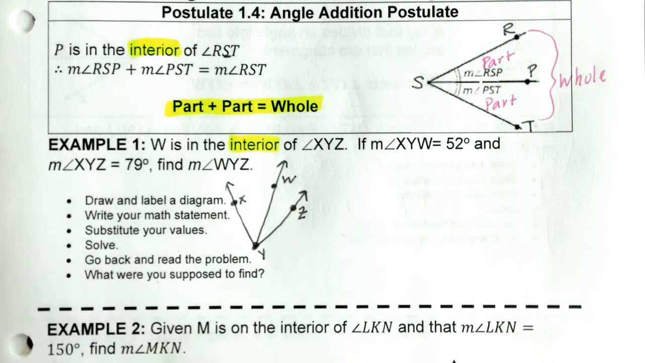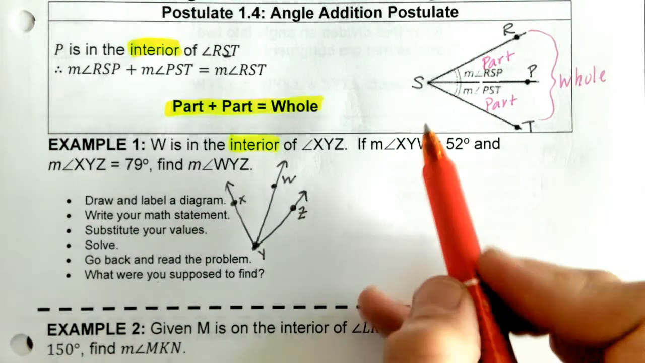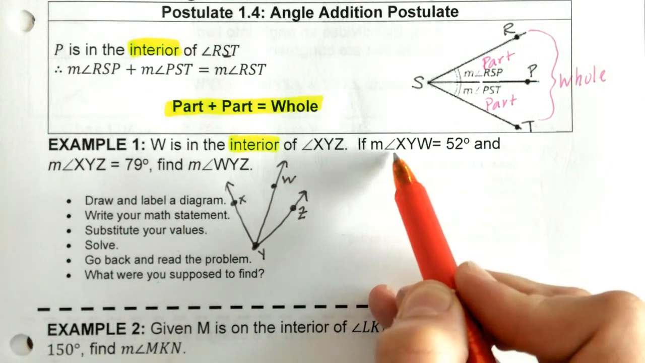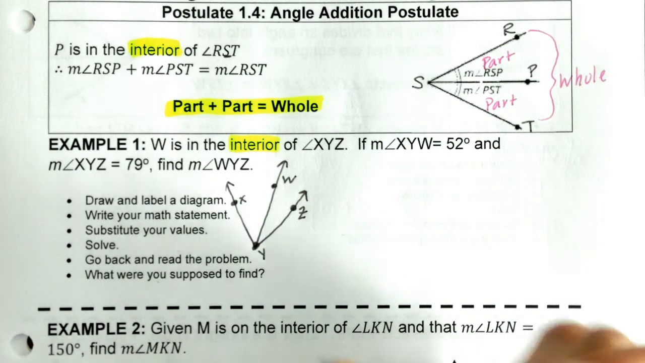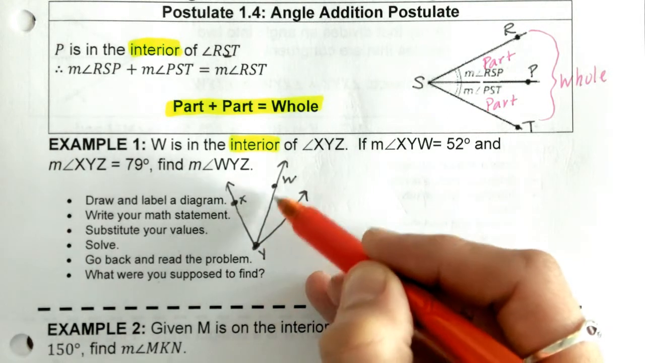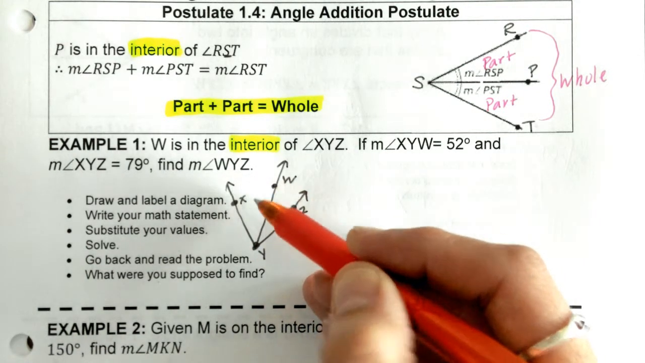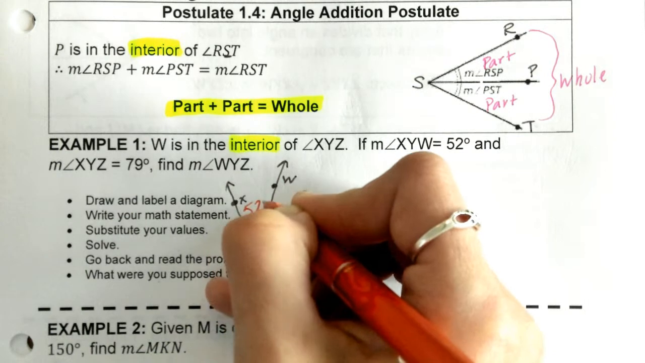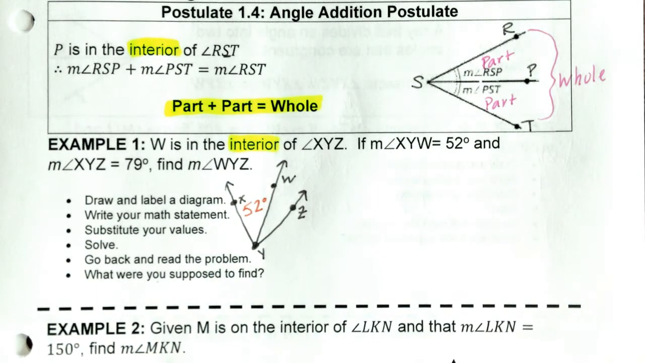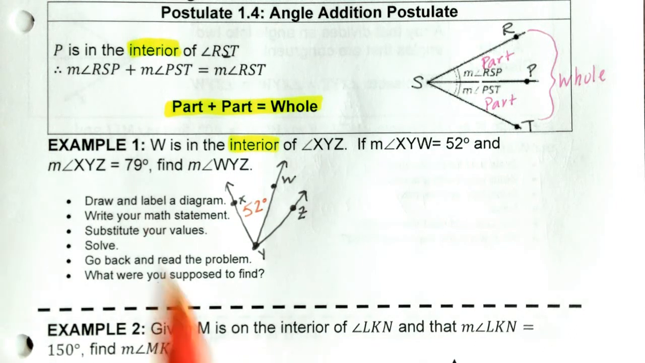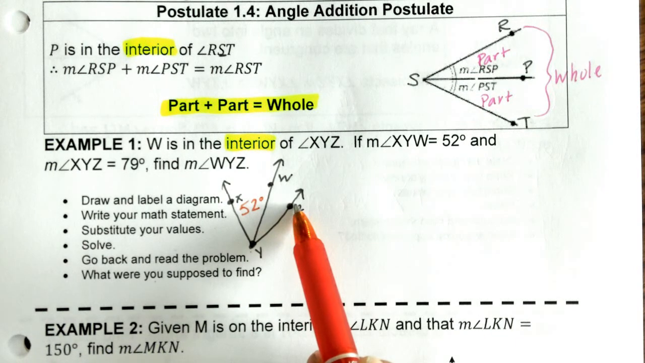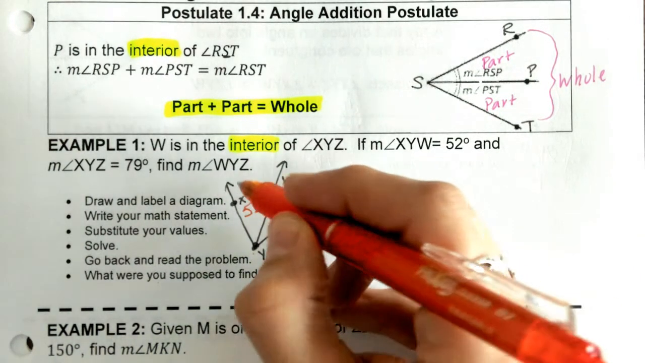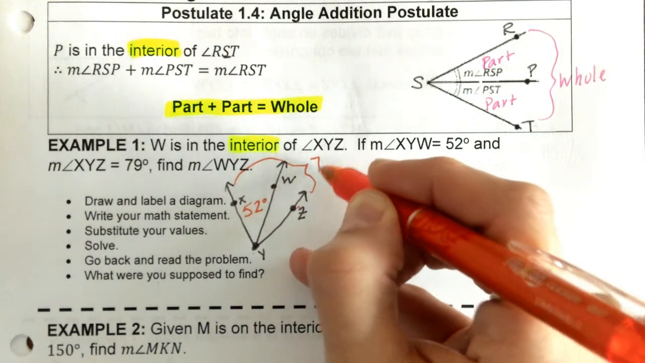Okay? So they're going to give us a bit of information here. They're telling us that the measurement of angle XYW is equal to 52 degrees. So we go find those letters. XYW, meaning this part right here, is 52 degrees. So let's go ahead and label that. We're also told that the measurement of angle XYZ, is that a part or a whole? It's going to be the whole thing, okay, is 79 degrees.